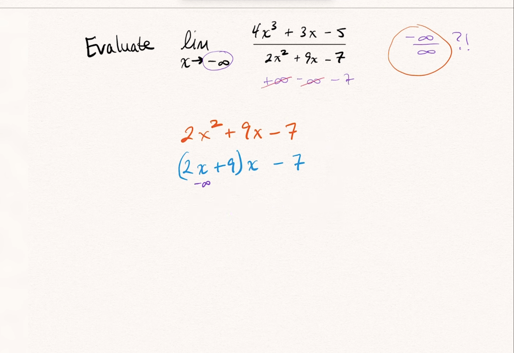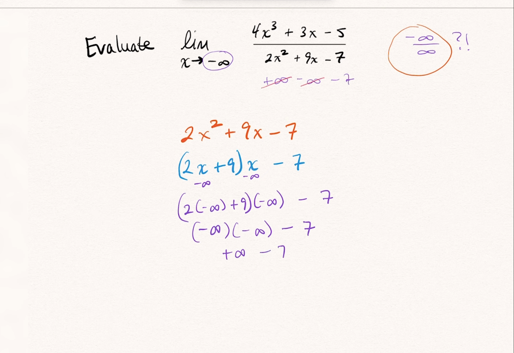Now, when we plug in the negative infinity for x, then you can see 2 times negative infinity plus 9, times negative infinity, minus 7. And the negative infinity times 2 is negative infinity. Add 9 is still negative infinity, so it's negative infinity times negative infinity minus 7, which is plus infinity minus 7, which is plus infinity.